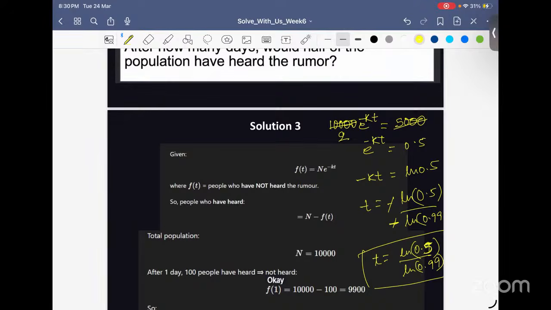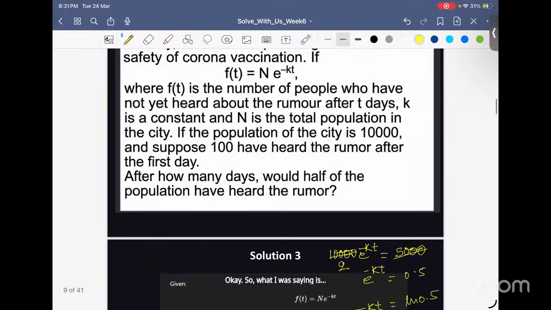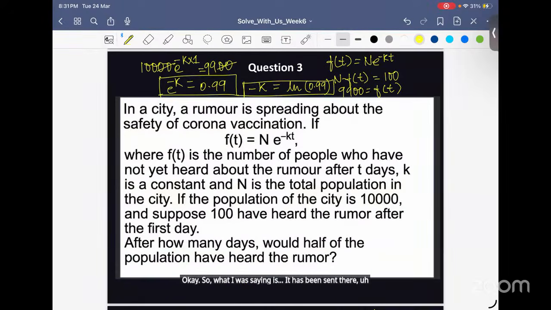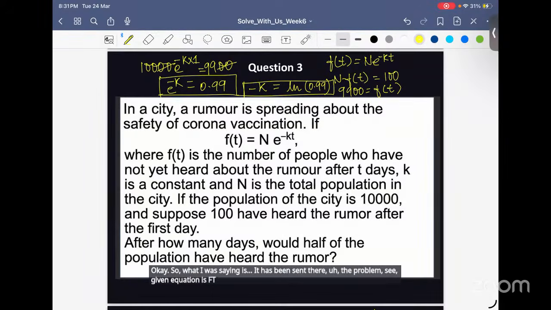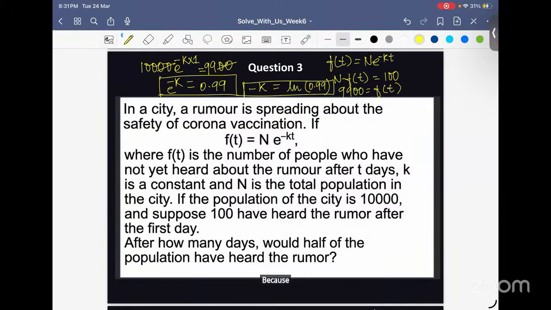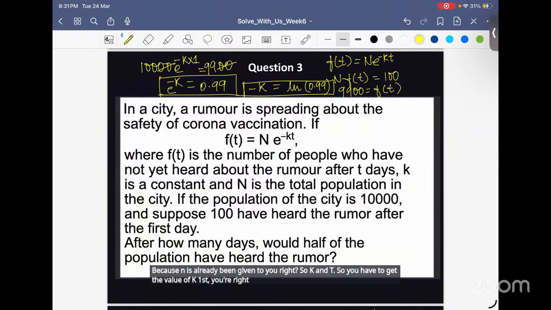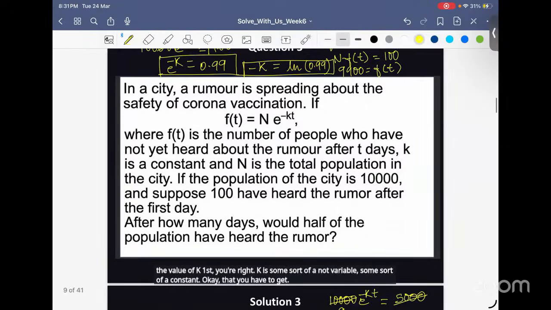Okay. So what I was saying is, the given equation is f(t) equals capital N e to the power minus kt, where f(t) denotes the number of people who have not heard of the rumor after t days. In the question, the capital N value is 10,000, right? So in this equation there are two unknowns, k and t, because N is already given. So you have to get the value of k for sure. K is some sort of constant, okay? That you have to get. Then only will you be able to calculate anything.